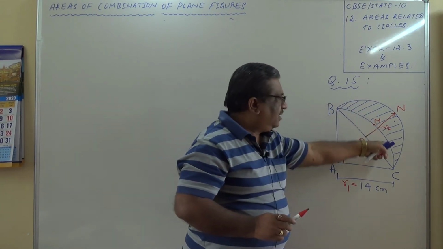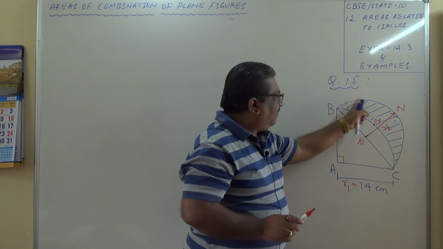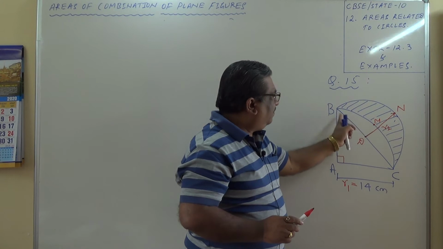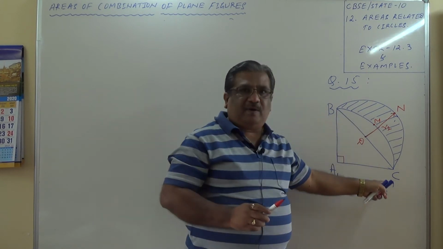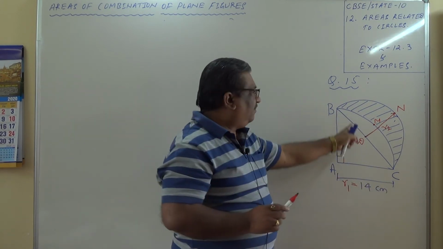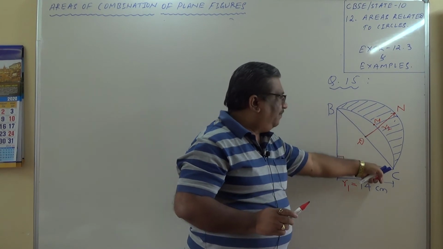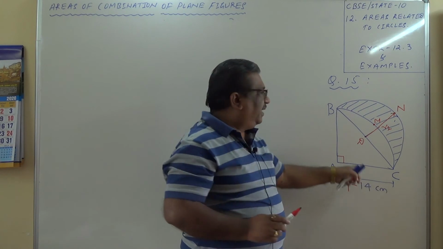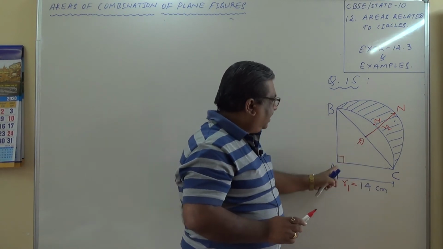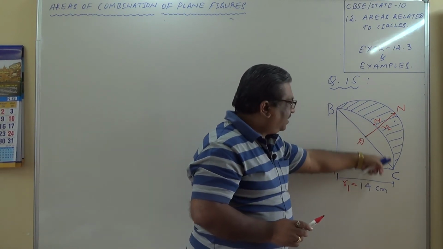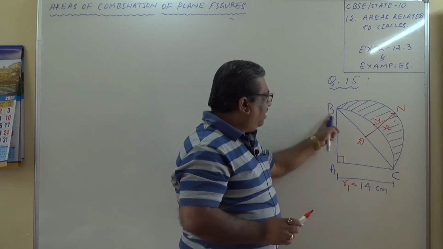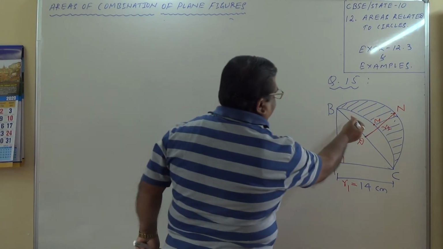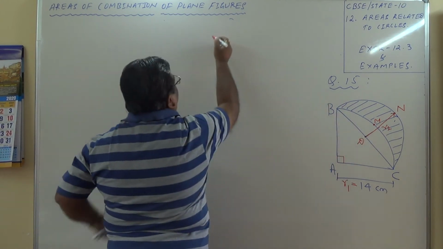Area of the shaded region is equal to area of this semicircle minus area of this segment BMC. I am talking about the segment there. But how do you find out the area of the segment BMC? First we will find out the area of the segment BMC, that is area of the quadrant ABMC minus area of the triangle ABC, isn't it? So let us find out now area of the segment BMC.